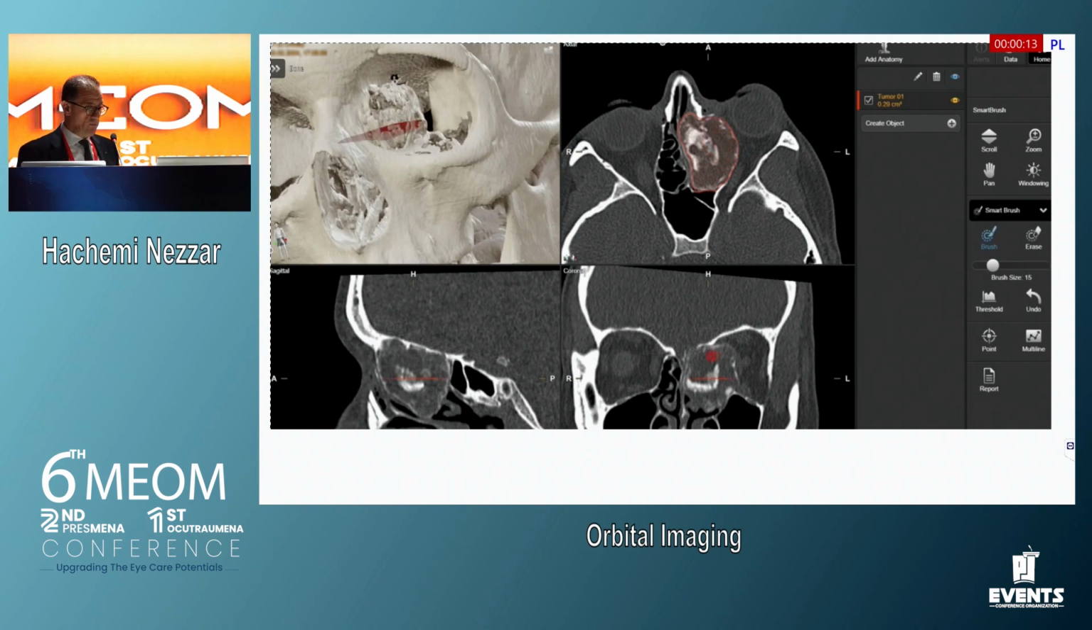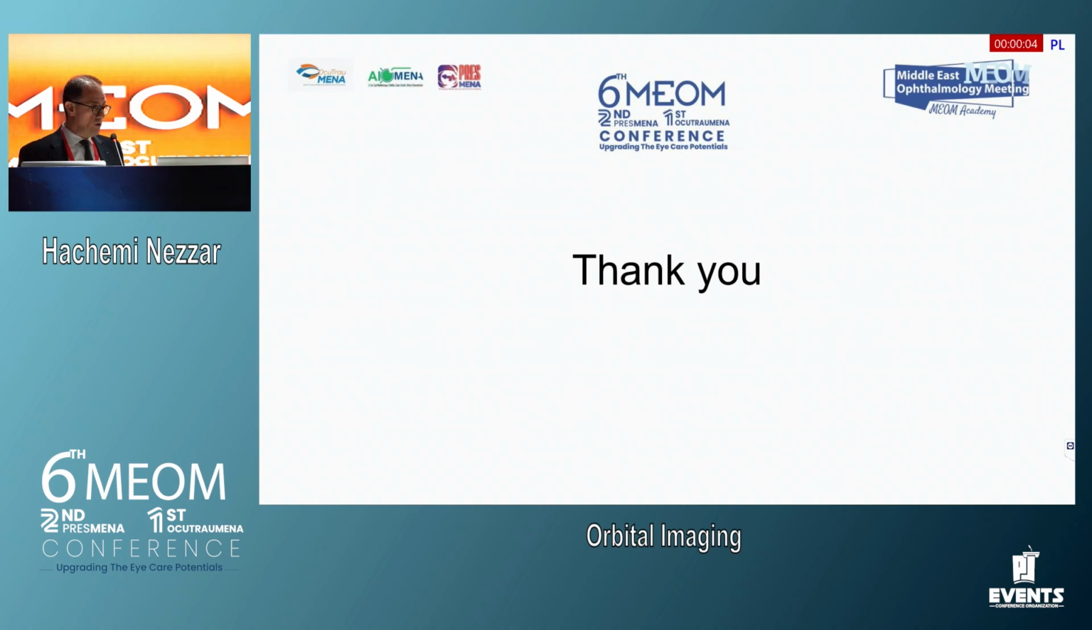This is part of the imaging, rarely used for trauma, but still the same CT scan can be used if you have a complex fracture of the orbit during your surgical plan, even if it is an emergency.